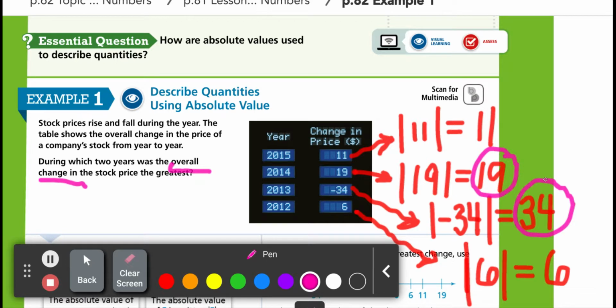So that means our answer here would be 2014 and 2013. So that's just our first example of how using absolute value can help us to answer questions.